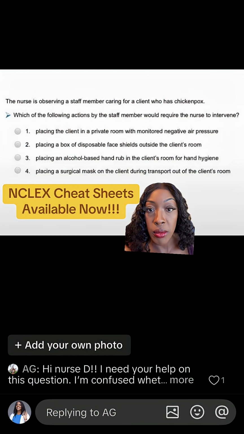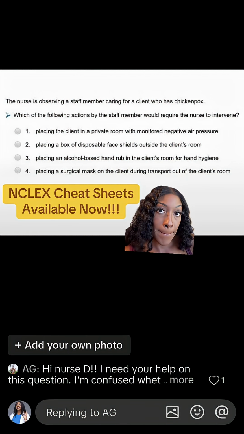1, placing the client in a private room with monitored negative air pressure. 2, placing a box of disposable face shields outside the client's room. 3, placing an alcohol-based hand rub in the client's room for hand hygiene. Or 4, placing a surgical mask on the client during transportation out of the client's room.